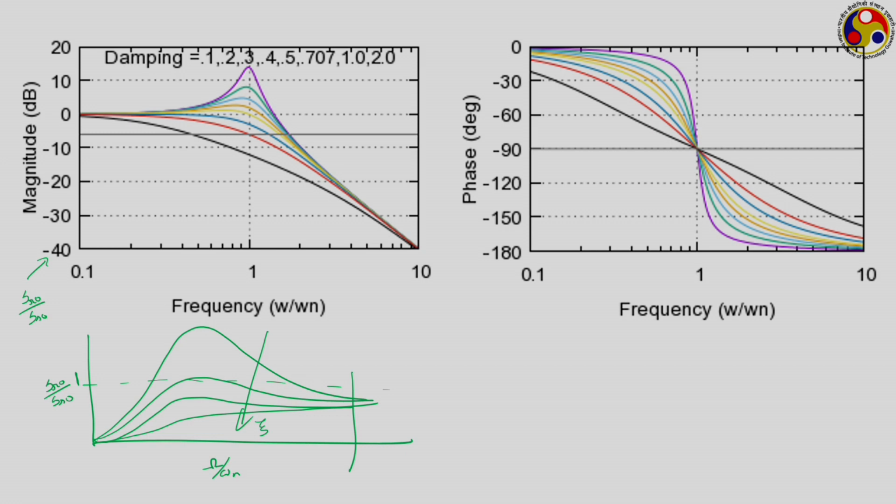Similarly, for the phase difference, for frequency ratio omega upon omega n equal to 1, we have a 90° phase difference between the two, and this ratio of these two frequencies has to be taken into consideration. Like we can check one numerical example.